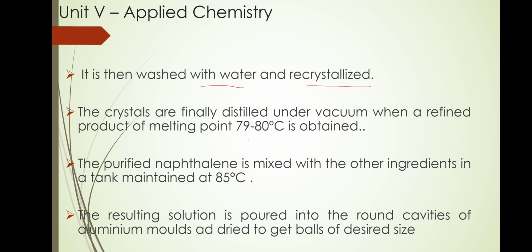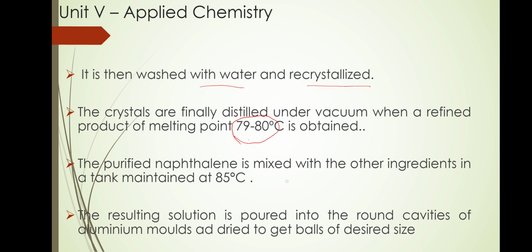This is again dried, for drying purposes only. Vacuum means we are removing everything. There is an apparatus known as a desiccator: we can take the substance inside the desiccator and apply vacuum, so whatever air is inside is sucked out and it becomes perfectly dry and pure. The purified naphthalene has a melting point of around 79 to 80 degrees centigrade.